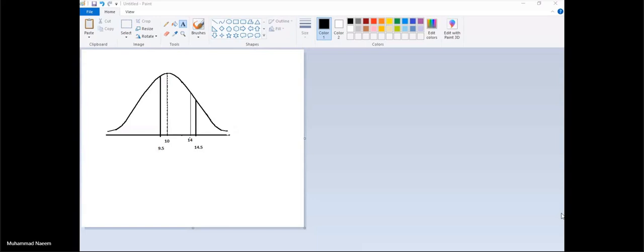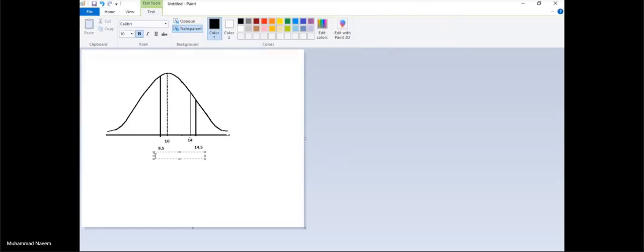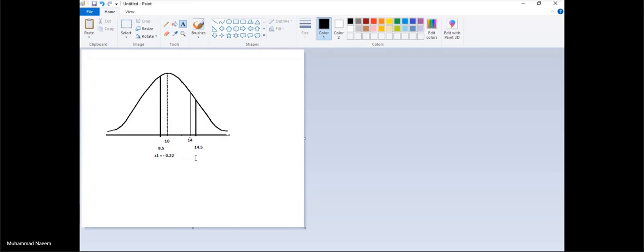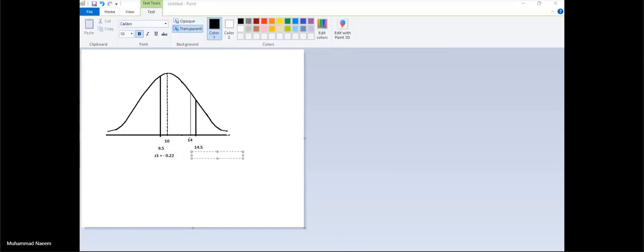So convert these points in terms of z. In terms of z, we get minus 0.22, and this point is z equals 2.01.